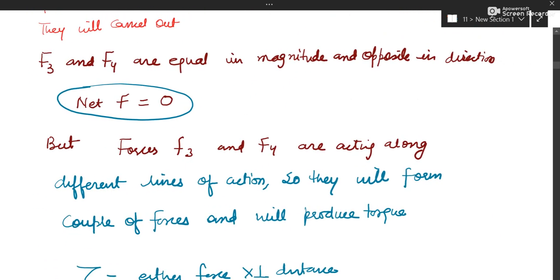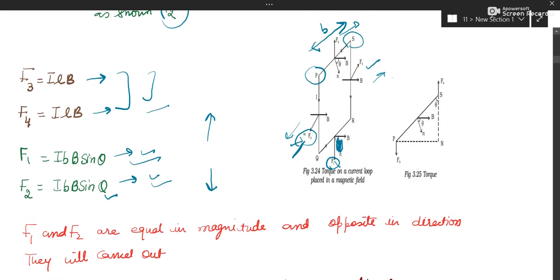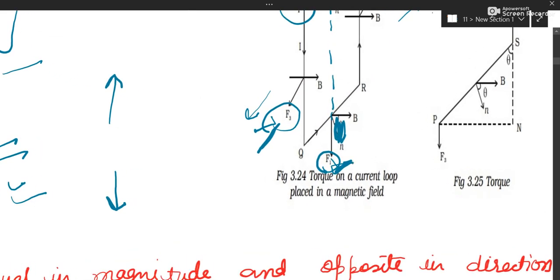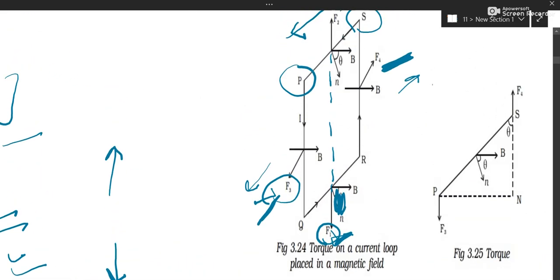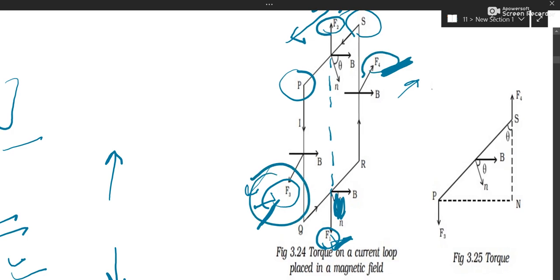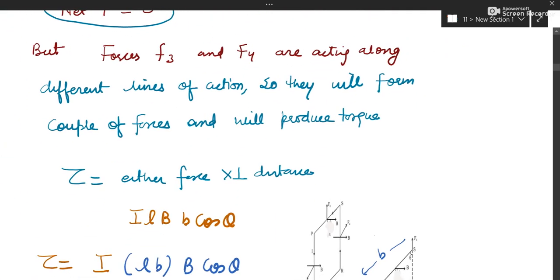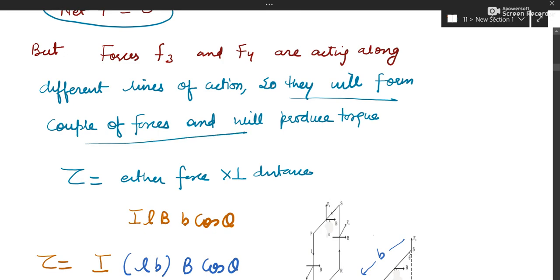But you can see two of the forces, this and this, they are acting along different lines of action. These two are acting along same line of action. F1 and F2 are acting along same line of action. So no problem with that. But F4 and F3 are acting along different lines of action. So they will form a couple of forces and will produce torque.